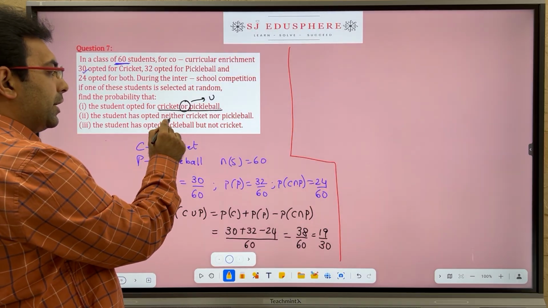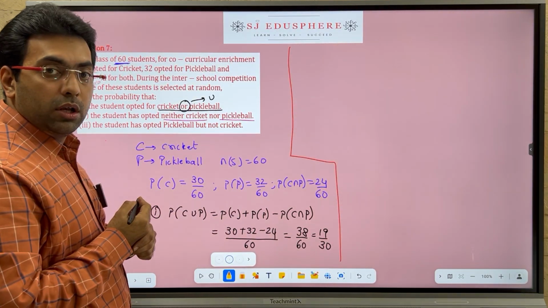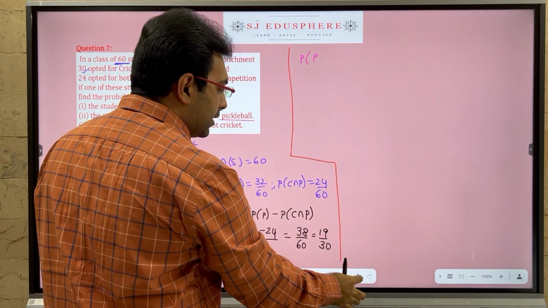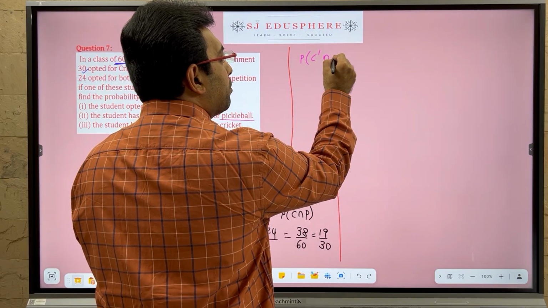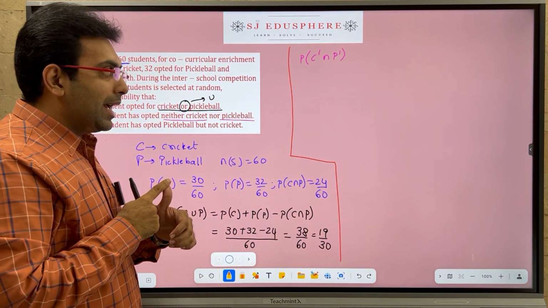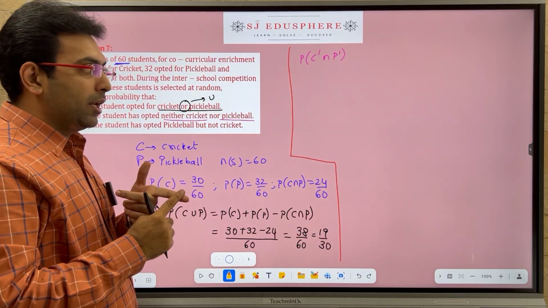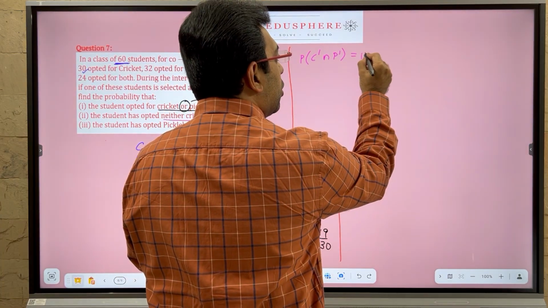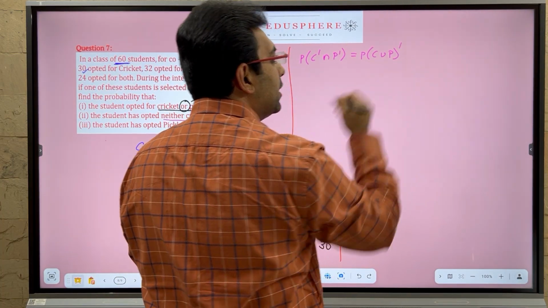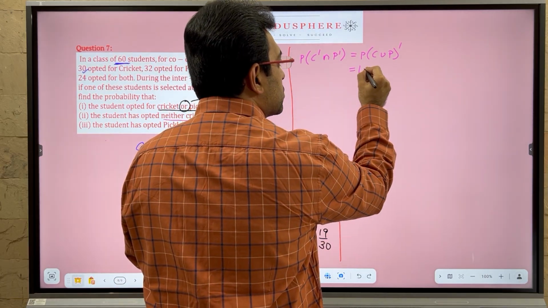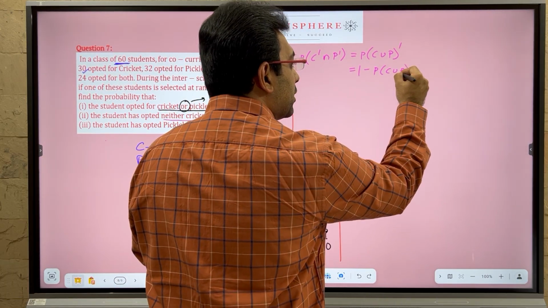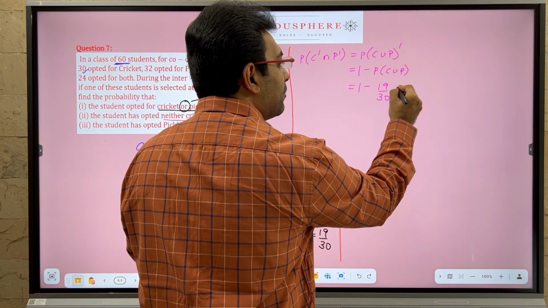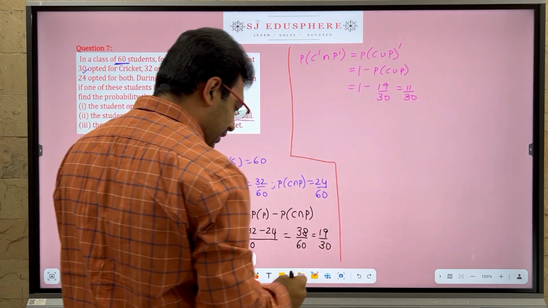Now, my next part of the question says, the student has opted neither cricket nor pickleball. Look at this part very carefully. The student has taken neither cricket nor pickleball. They did not take cricket and they have not taken pickleball. That means they are outside your Venn diagram. Using De Morgan's law, can I write this as C union P, the whole complement? That is 1 minus probability C union P, which you already know is 19 by 30. So 1 minus 19 by 30 is 11 by 30.